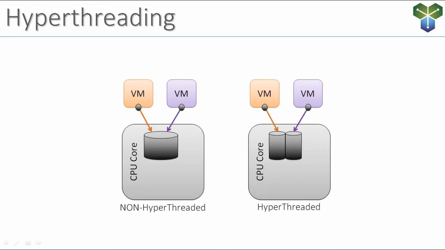Now let's take a moment to talk about hyperthreading. So here you see two processors. On the left, we have a non-hyperthreaded processor. On the right, we have a hyperthreaded processor. So let's think about what the difference is between these two processors.